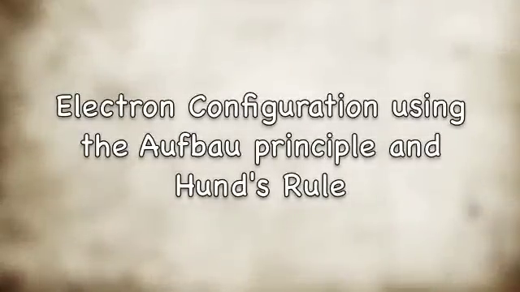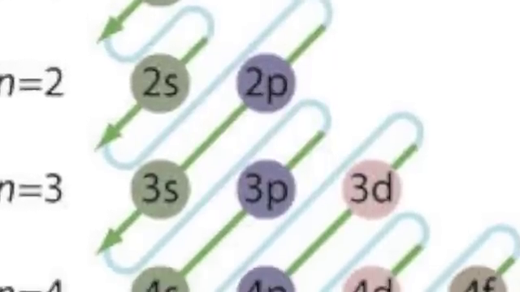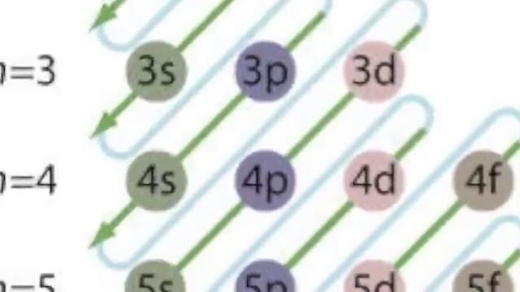In order to utilize this code, we must follow 2 principles. According to Aufbau principle, electrons are added to an atom one at a time, starting with the lowest energy orbital until all of the electrons have been placed in the appropriate orbital.